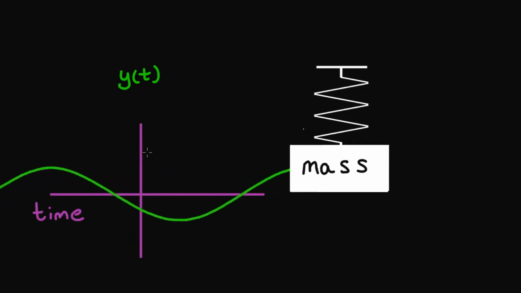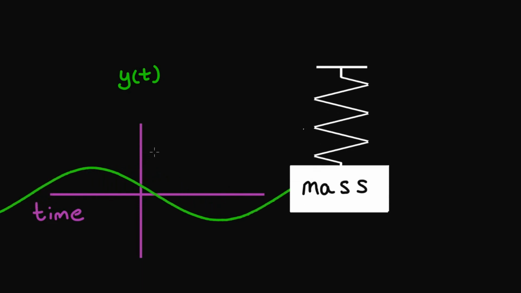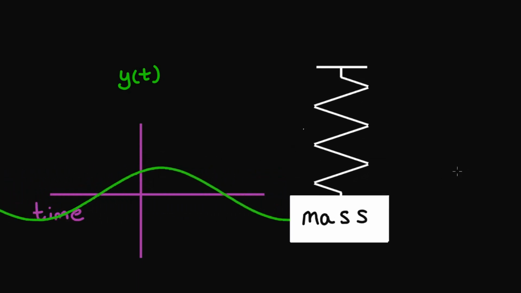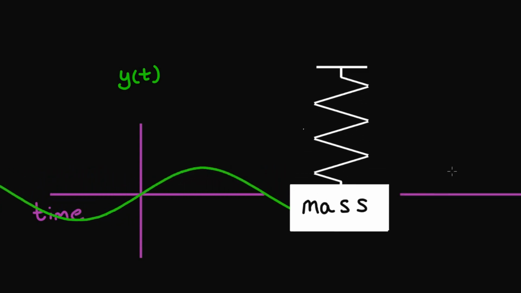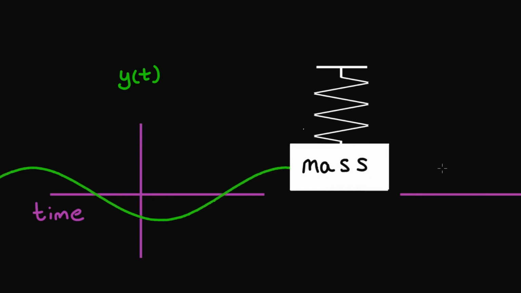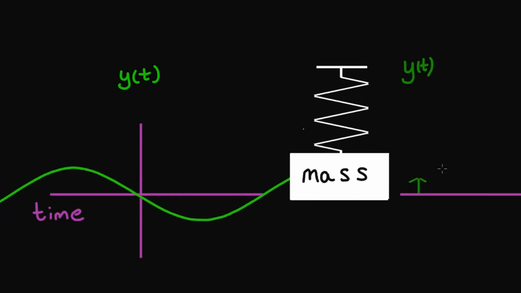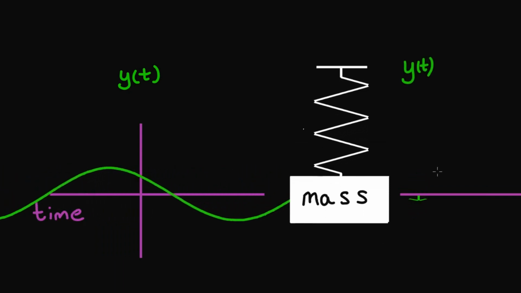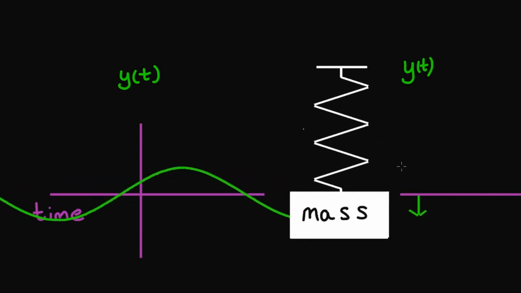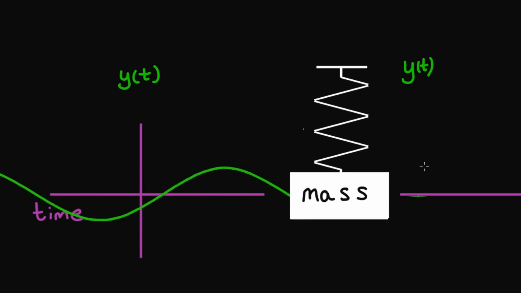So let's represent y of t in a different way. We're going to include a horizontal axis on the other side of the block. And now I'll include an arrow that represents y of t, the height of the block. Now I need you to think about the acceleration of the block, which is y double prime of t. How would you represent the acceleration with an arrow?